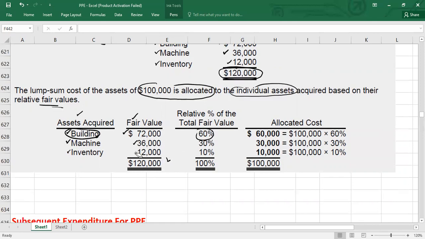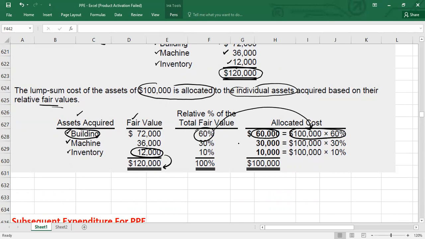Now, to calculate the percentage for the machine, I take the machine value 36,000 divided by 120,000. I will get 30%. The same way, for the inventory, I need inventory fair value divided by total value, so I will get 10%. Now simply multiply 60%, the first value, with the transaction price, and the transaction cost was 100,000. If you take 60% of 100,000, it means 60,000 should be allocated to the building.